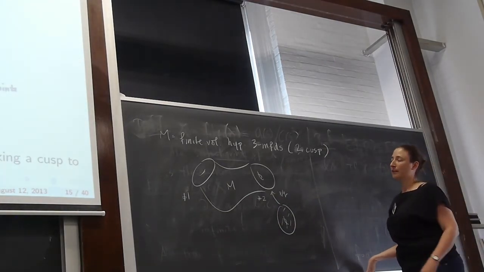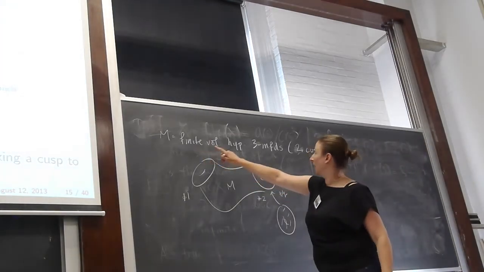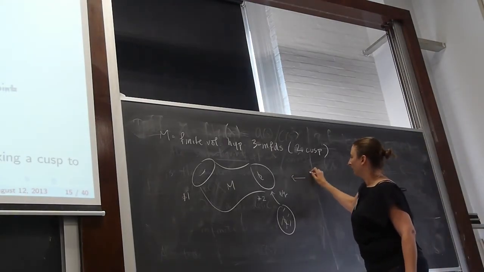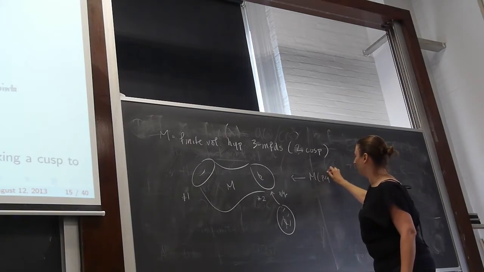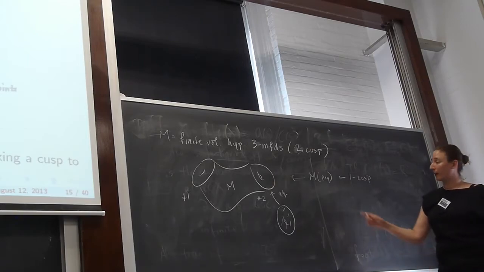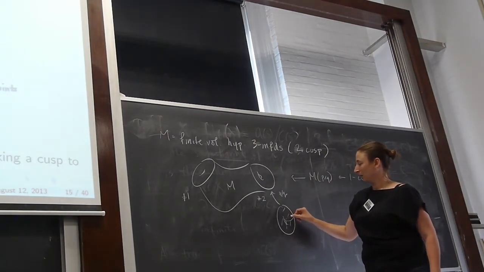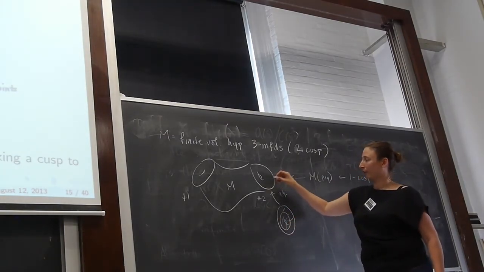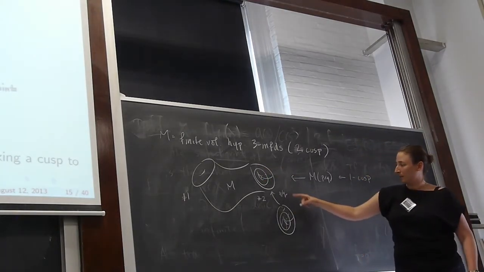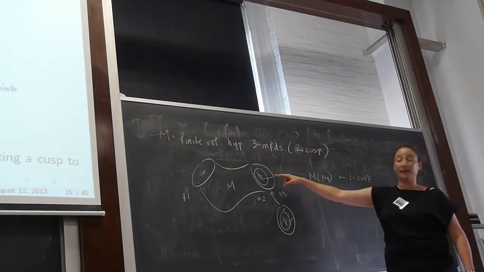So for the rest of the talk, M will 90% of the time be exactly this two cusp thing. And then this filling is a one cusp manifold N_{p/q}. So for any p over q in lowest terms, if I pick a meridian and a longitude here, and if I frame this with a meridian and a longitude there, then the p over q, if you're not familiar with Dehn filling, is just telling you how this meridian gets attached over here.